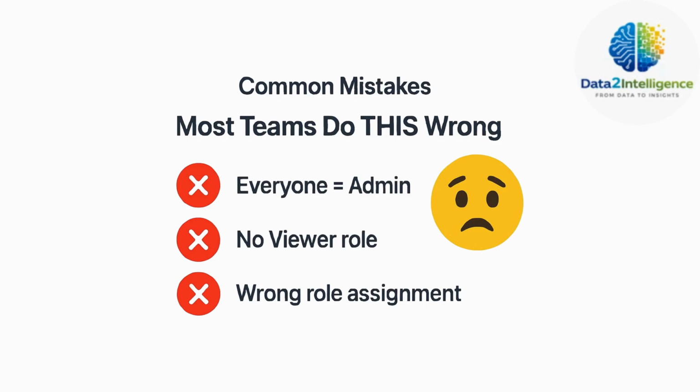Many teams do this wrong. Most of the time, everyone in the team has admin access, with no viewer role, considering it has limited privileges. Sometimes we wrongly assign roles to team members. Keep in mind, whenever you are assigning any role, understand the project requirement. Based on the project requirement, decide what role is required to perform the task and go with that role. Always try to give the more granular role in terms of workspace item privileges.